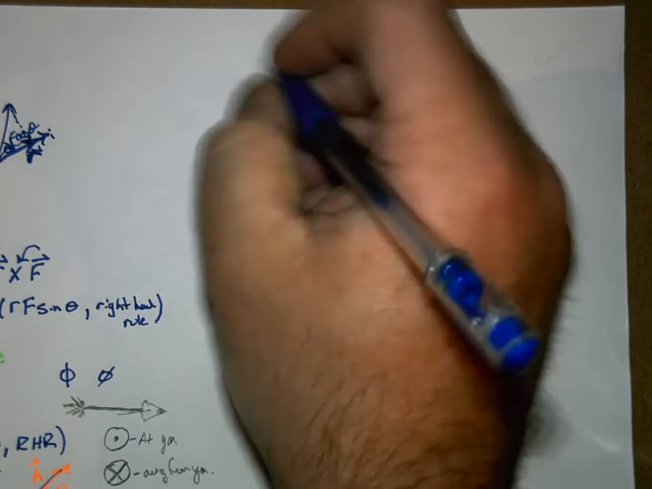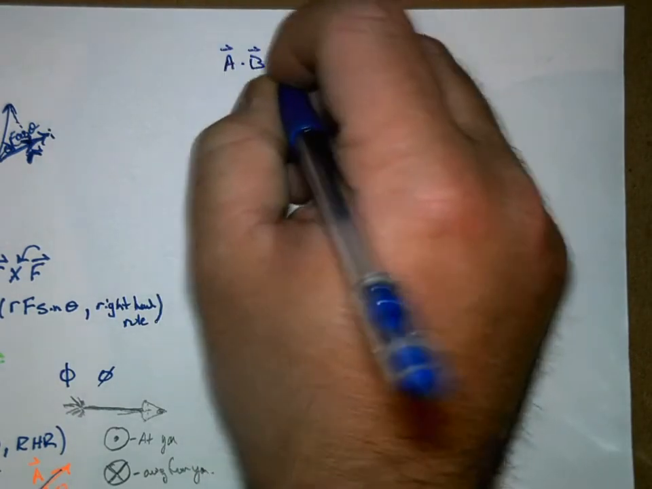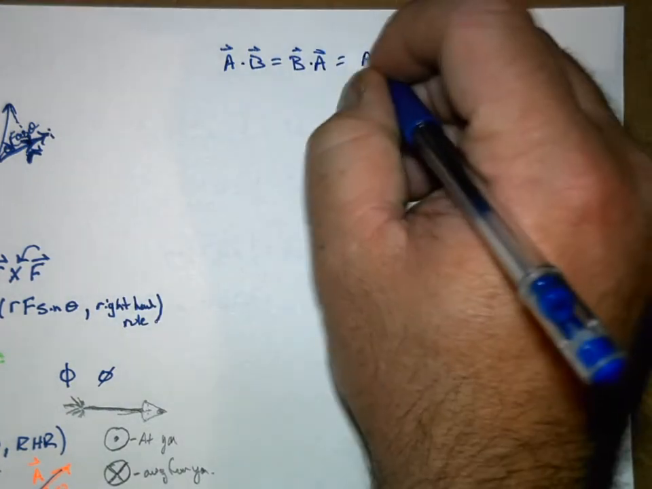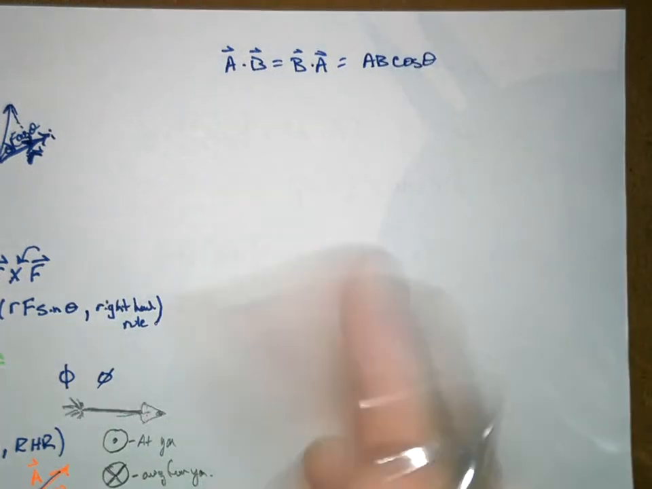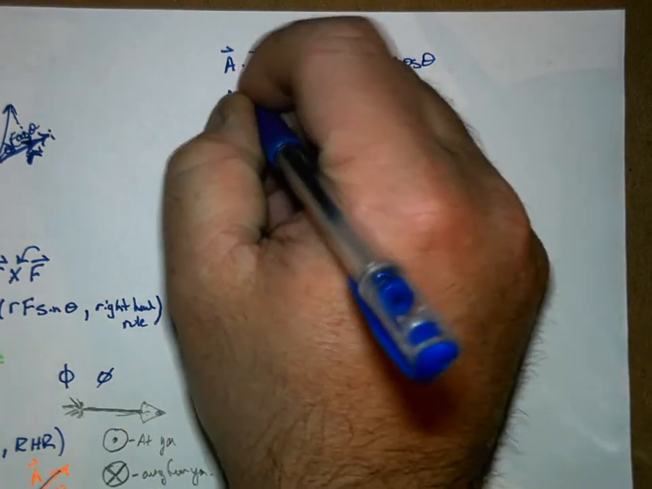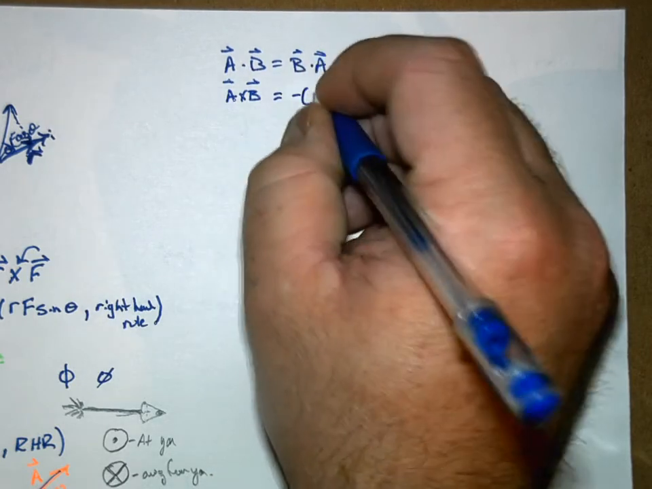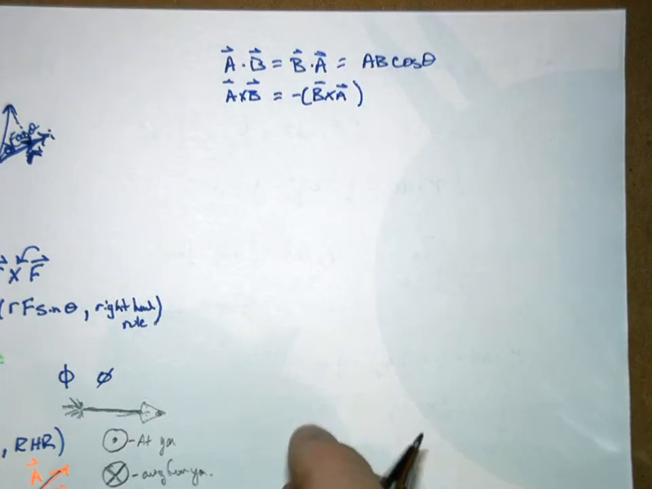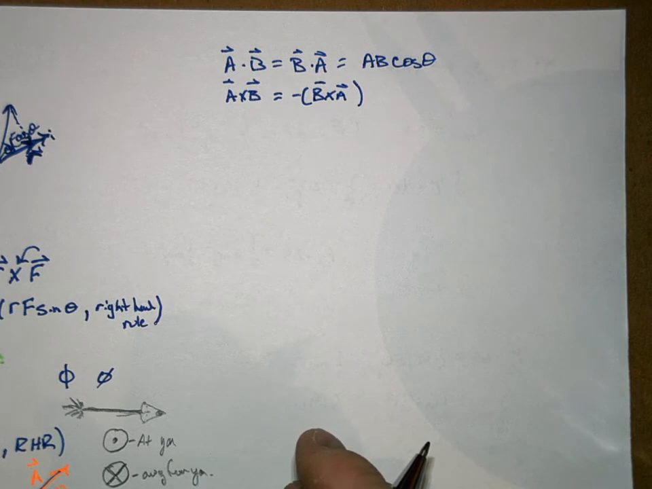We know that A dot B equals B dot A, and this equals A B cosine theta, and there's no direction to it. However, A cross B equals negative B cross A. And this is where we start changing. This is why the order matters.